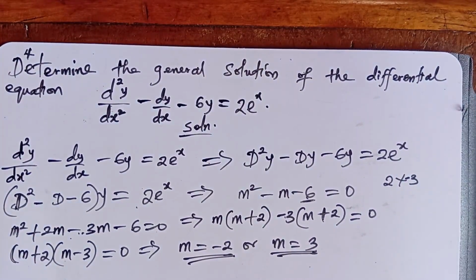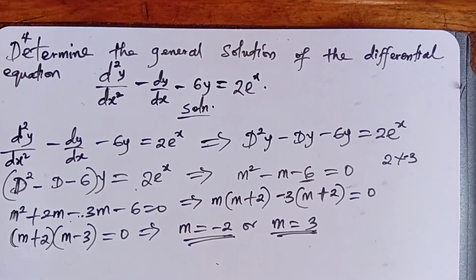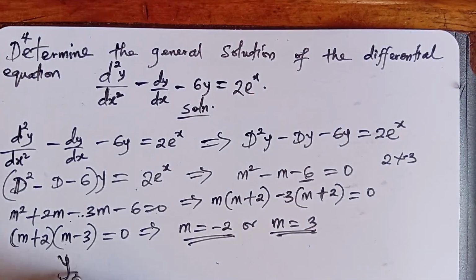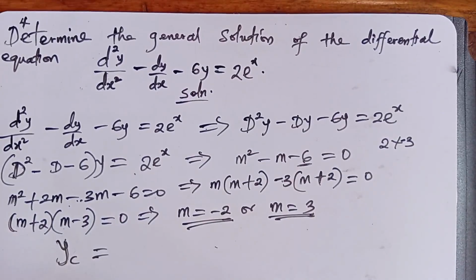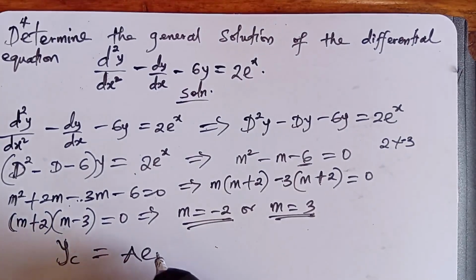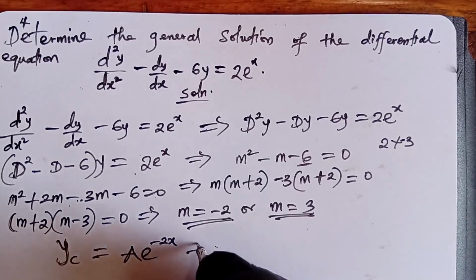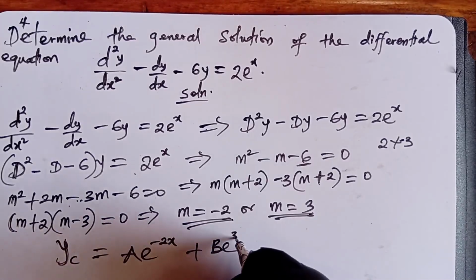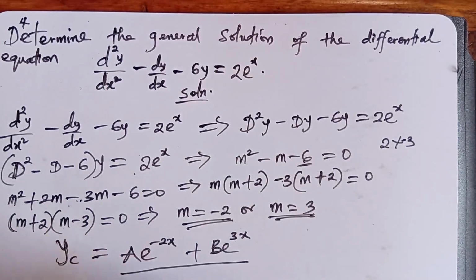So these two roots, minus 2 and 3, are real numbers and they are not equal to each other. So what we'll do is this. The complementary function is equal to a e to the power of minus 2x plus b e to the power of 3x. This is the complementary function.